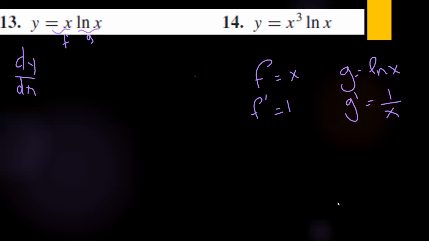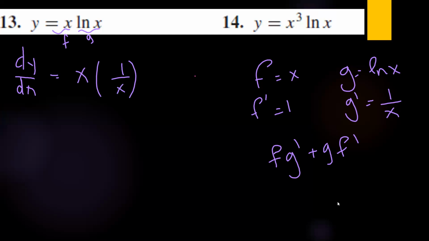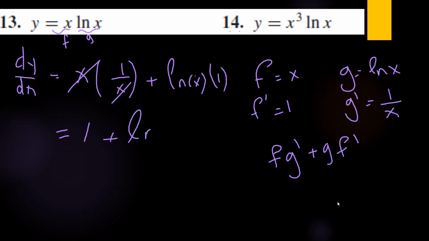Then the derivative by the product rule is f g prime plus g f prime. So f, which is x, times g prime, which is 1 over x, plus g, which is ln of x, times f prime, which is 1. So here we have 1 plus ln of x. So the derivative of x ln of x is 1 plus ln of x.